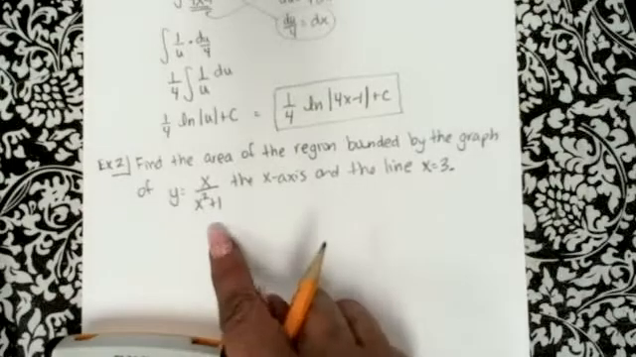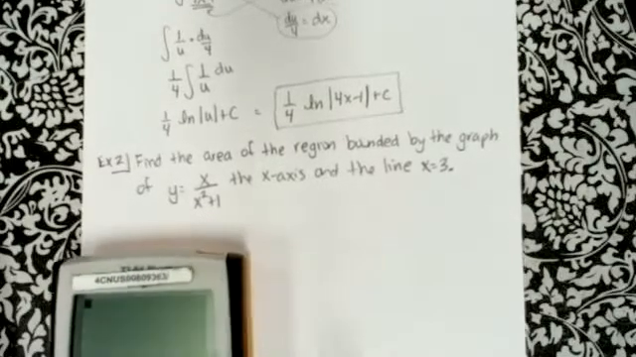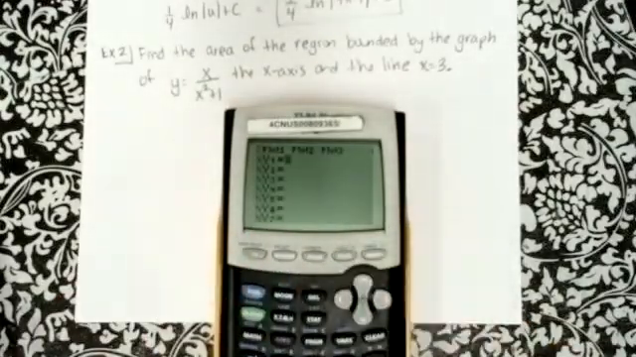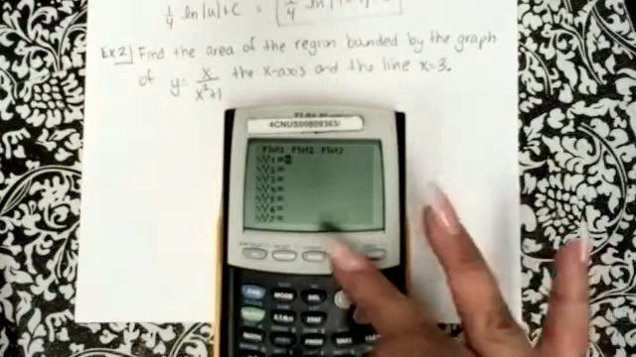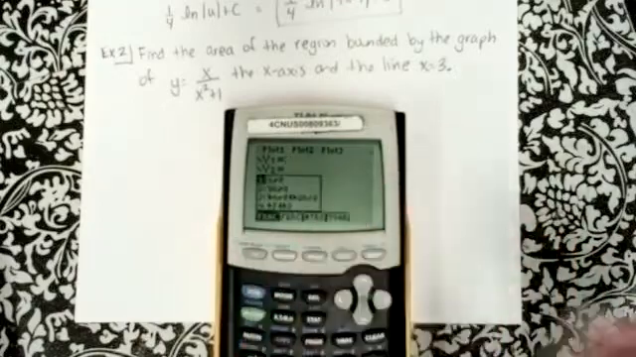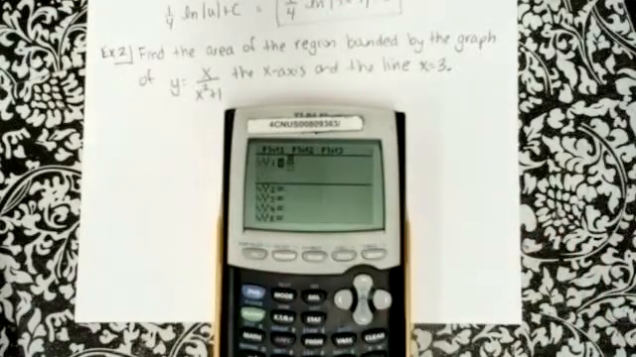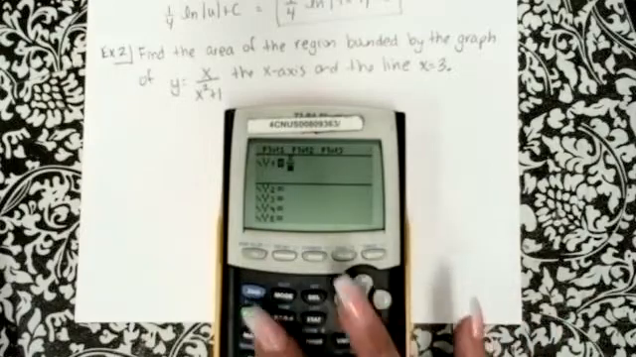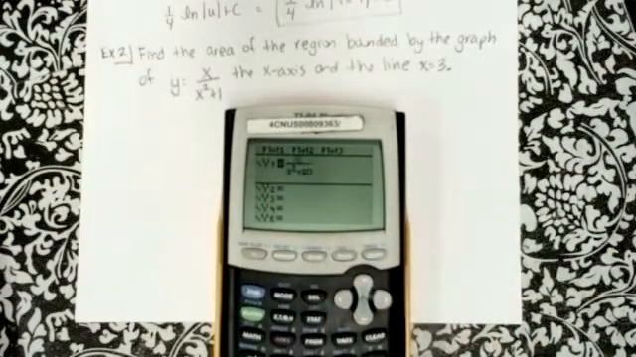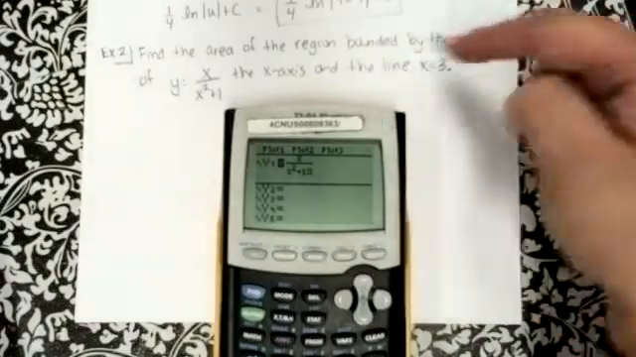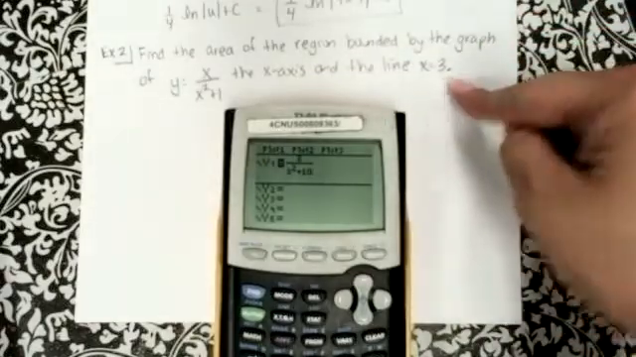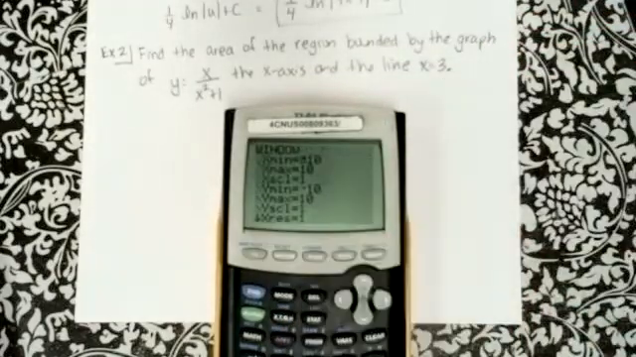So let's see what this graph looks like. I'm going to go to my y equals. I want my fraction, so I'm going to hit alpha y equals, there's my fraction. I'm going to have x in the numerator and x squared plus 1 in the denominator. Now, when you're graphing it, you're only going to graph it up to 3. So let's go to my window, and I'm just going to go from -1 to 4.